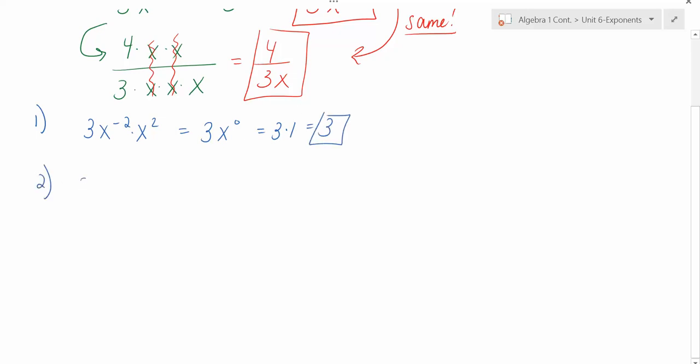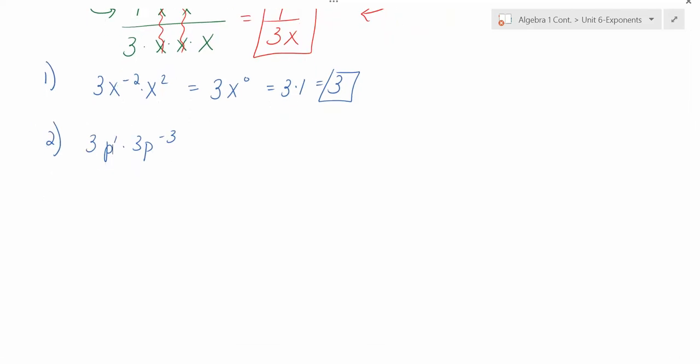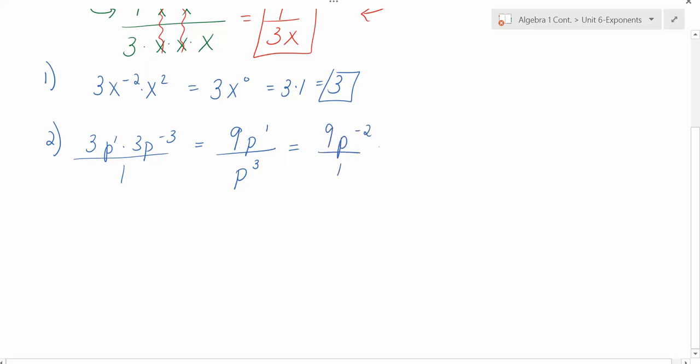For number 2, it depends on how you want to go about it. I would probably go ahead and change it so everything that's in the numerator that's positive, keep there. So 3 times 3 is going to be 9. P to the first stays in the numerator, but then p to the negative 3 you're going to move down to the denominator. Now notice 1 minus 3 is going to be p to the negative 2. Okay, you have a negative exponent, so 9 stays in the numerator, and p squared moves down to the denominator.